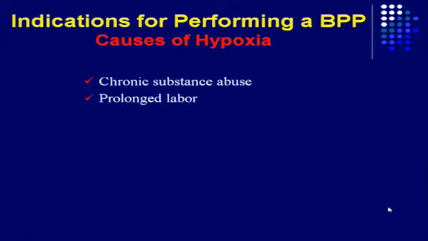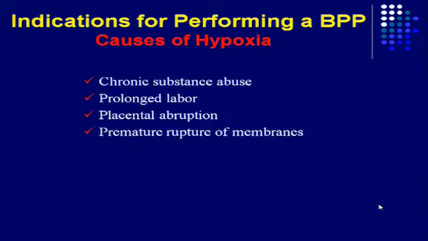So what are some of the causes of hypoxia? The chronic substance abuse, prolonged labor, placental abruption, premature rupture of membranes.